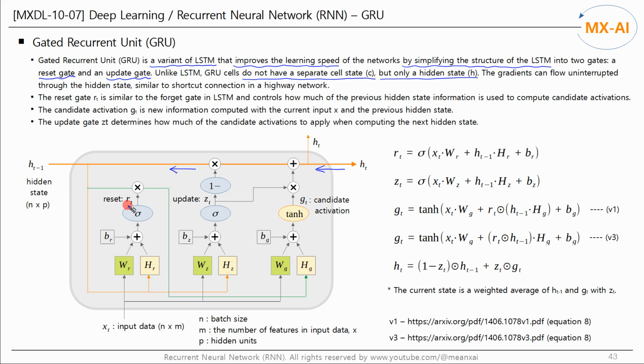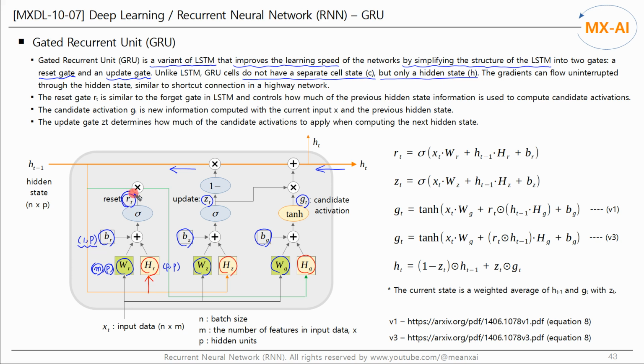GRU cells consist of a reset gate RT, an update gate ZT, and a candidate activation vector GT. And a GRU cell contains 3 W matrices that are multiplied by the input data X and 3 H matrices that are multiplied by the hidden state H. W is an M by P matrix and H is a P by P matrix. M is the number of features in the input data, and P is the number of hidden neurons. In addition, it contains 3 bias matrices to be applied to each gate. The bias is a 1 by P matrix.